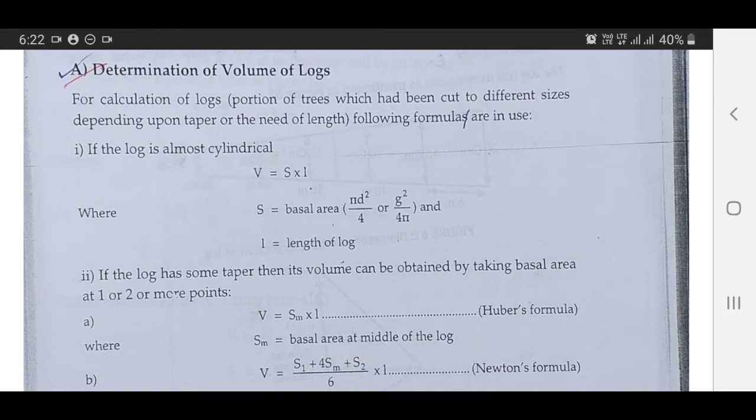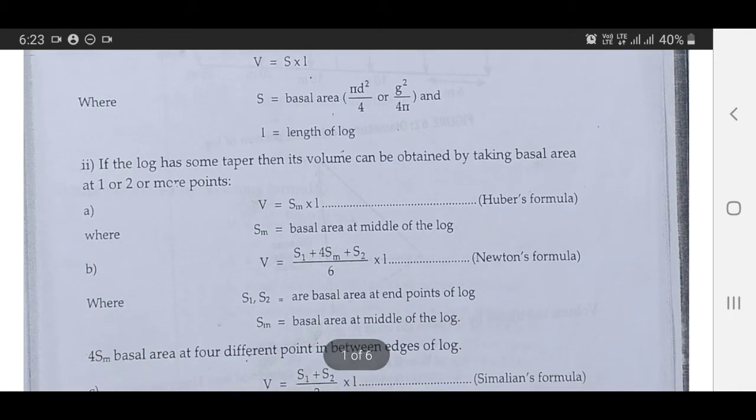Second formula: if the log has some taper, then its volume can be obtained by taking basal area at 1 or 2 or more points. There are three formulae to measure the volume. First one is V equal to Sm into L. It is called Huber's formula, where Sm is basal area at middle of the log.